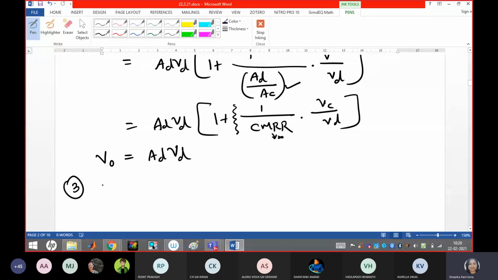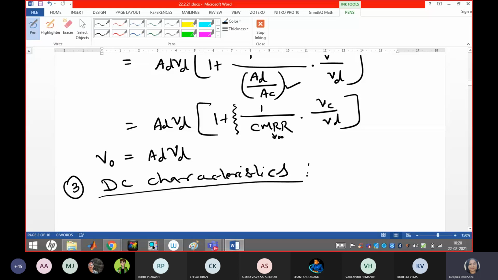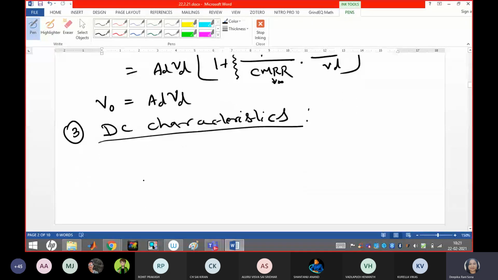Number 3, DC characteristic. This is very important. Previously, what are the characteristics we learned, guys? Can anybody just repeat? Differential gain, common mode gain, CMRR. Right? This is the fourth characteristic, I think. DC characteristic. So there are different sub-parts of the DC characteristic. Write down, guys.